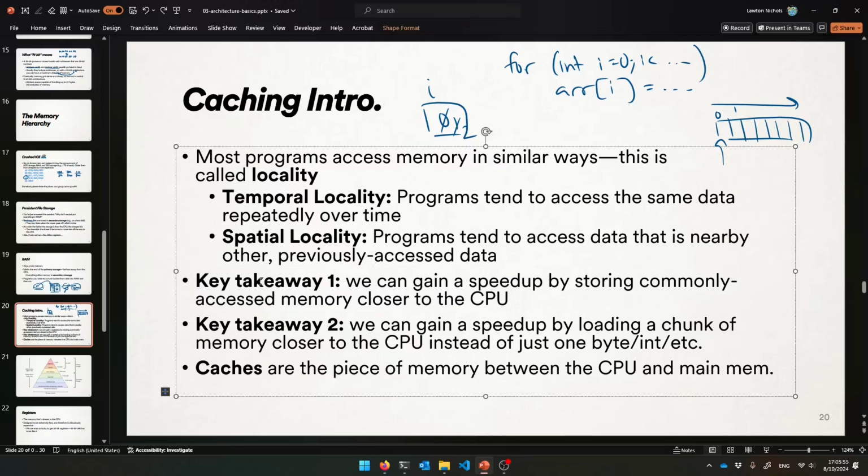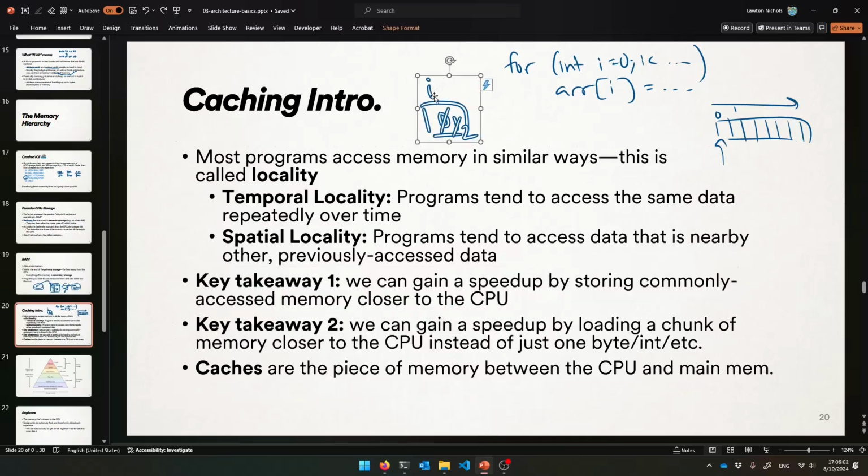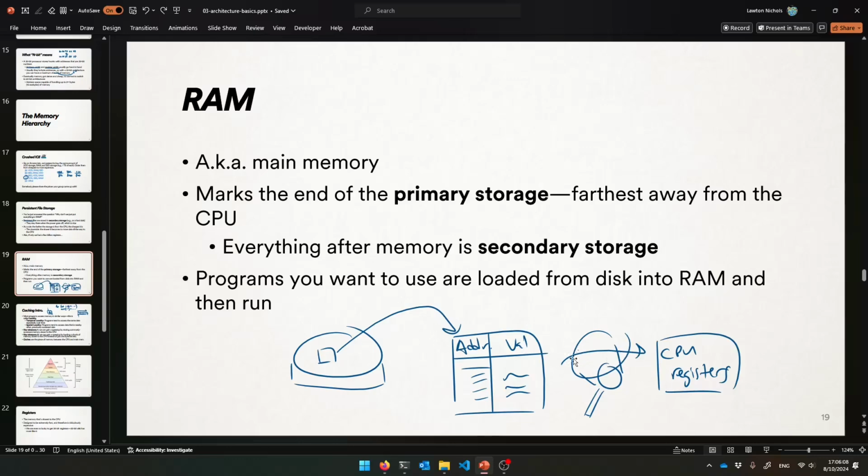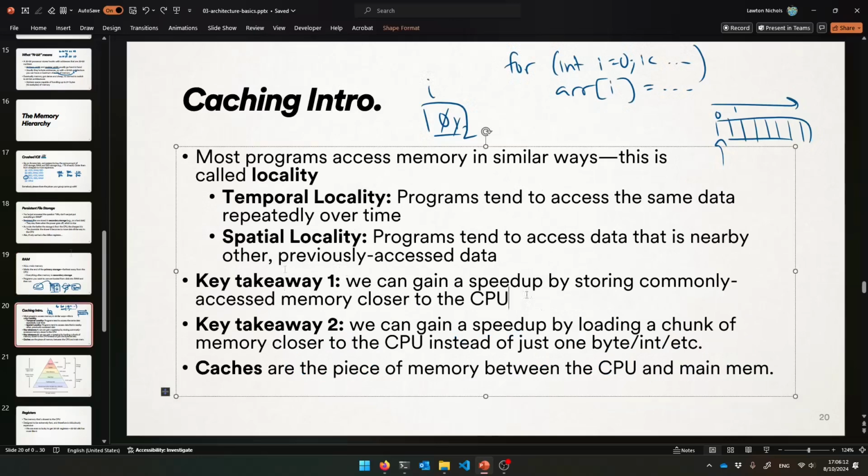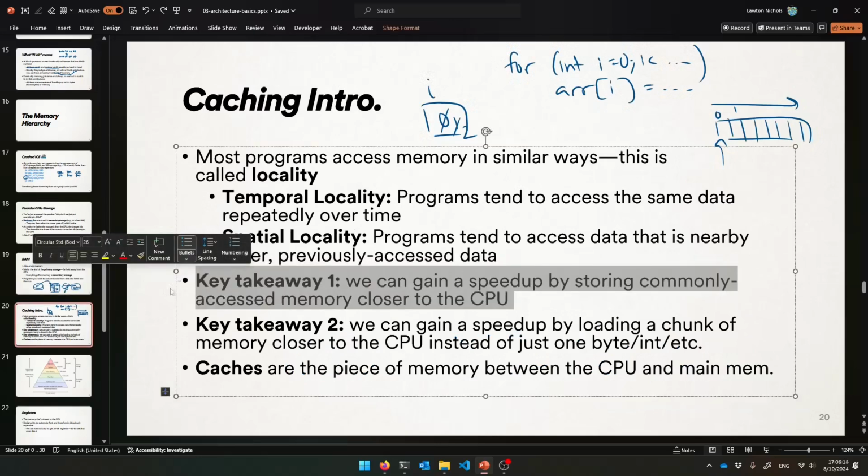We can make our programs faster if we store commonly accessed memory closer to the CPU. If we store I in a register, we are set, right? But maybe we don't have enough registers for that. Let's at least get it out of memory. Let's get it closer than memory, closer to a register, right? Closer to the CPU. So that's takeaway 1. That will take advantage of temporal locality.